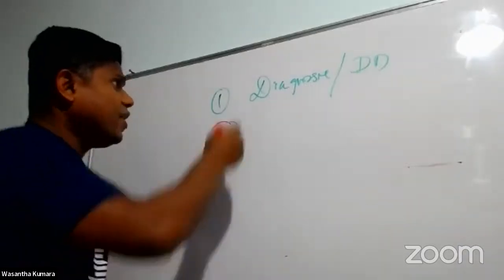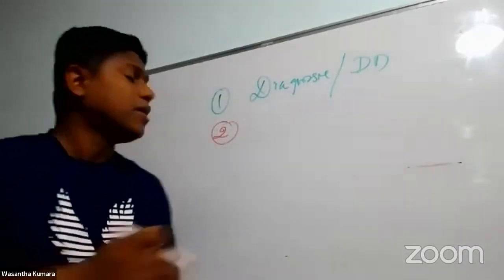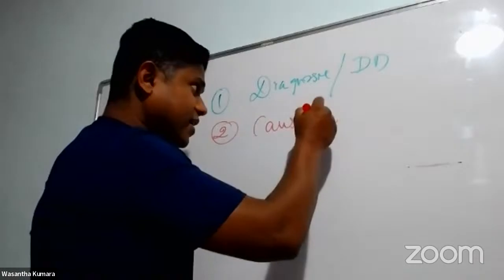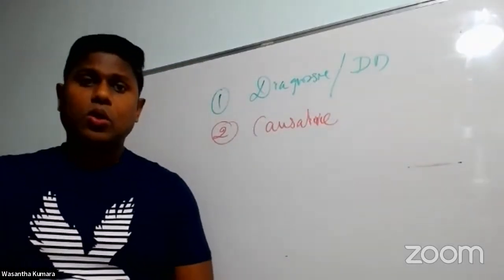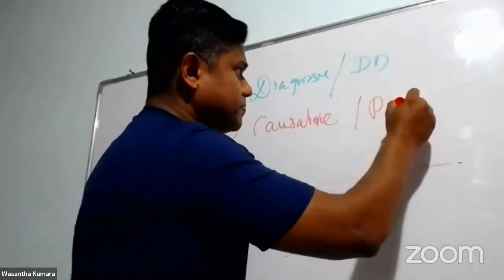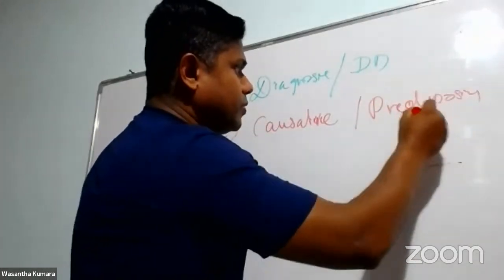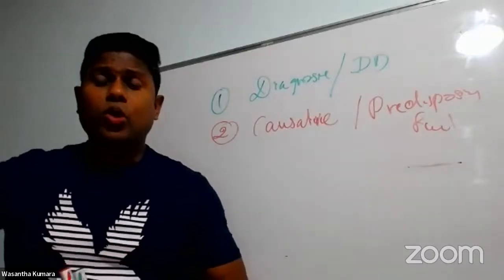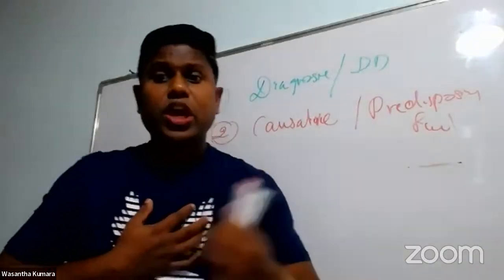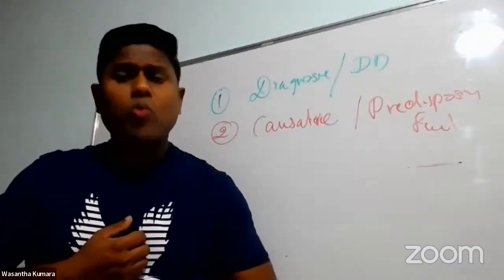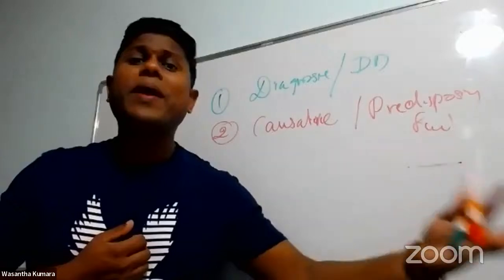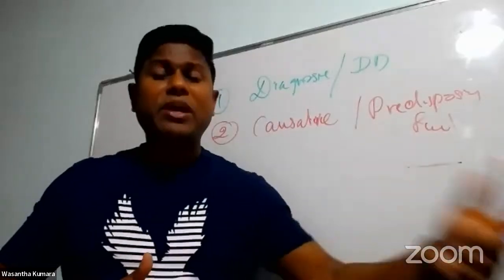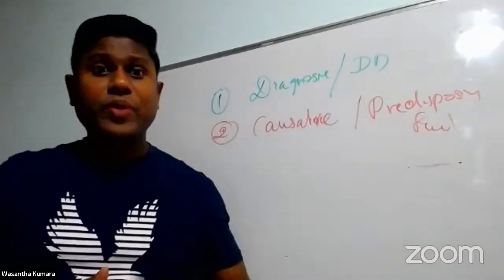What else? If there's a diagnosis, you have to identify the causative or predisposing factors. Suppose in your medicine, you are supposed to do the cardiovascular short case. If you have detected mitral stenosis, what is the causative factor? Probably rheumatic fever. So your diagnosis is mitral stenosis, probably because of rheumatic fever. That is the causative factor that you need to identify.